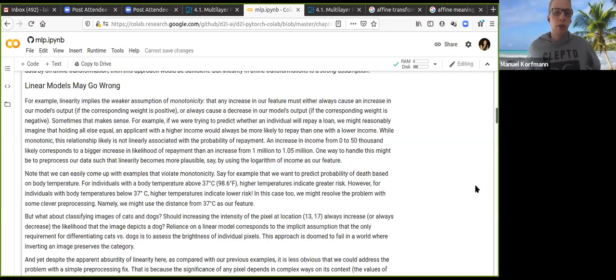But what about classifying images of cats and dogs? Should increasing the intensity of the pixel at location 1317 always increase or always decrease the likelihood that the image depicts a dog? Reliance on a linear model corresponds to the implicit assumption that the only requirement for differentiating cats versus dogs is to assess the brightness of individual pixels. This approach is doomed to fail in a world where inverting an image preserves the category.